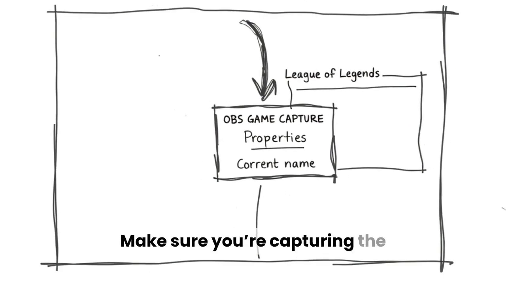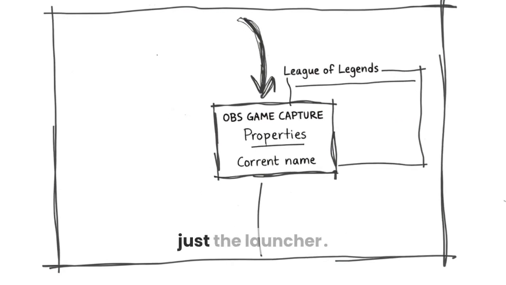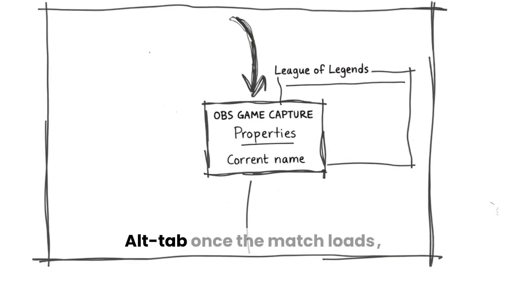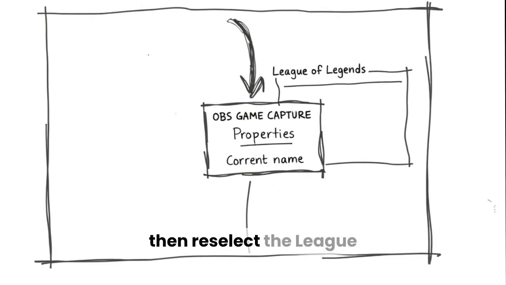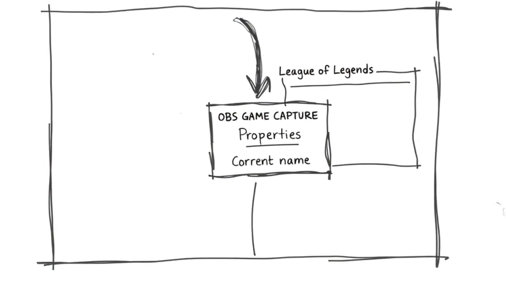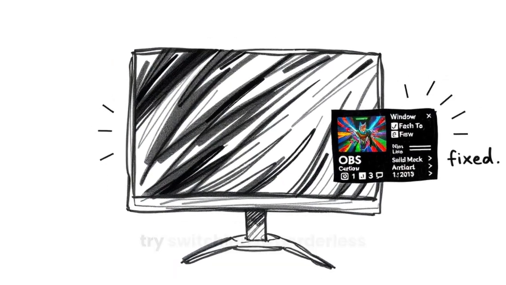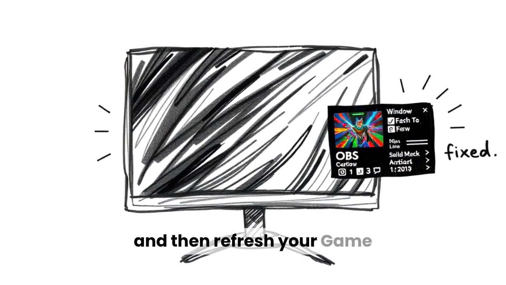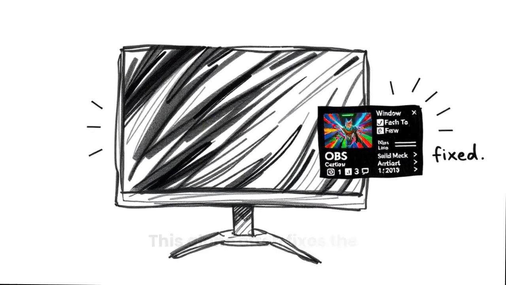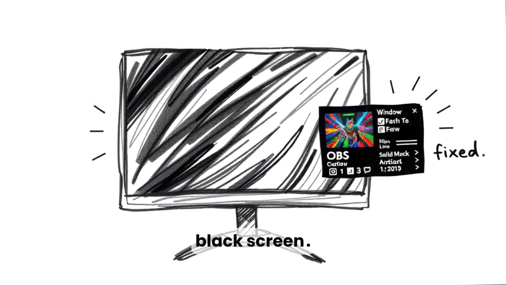Make sure you're capturing the actual in-game window, not just the launcher. Alt-Tab once the match loads, then reselect the League window in OBS if needed. If you're using full screen, try switching to borderless and then refresh your game capture source. This alone often fixes the black screen.